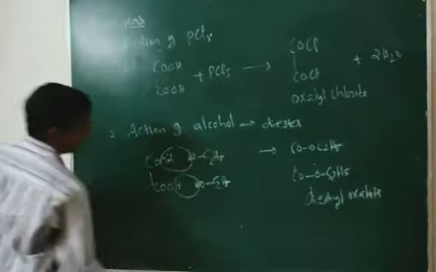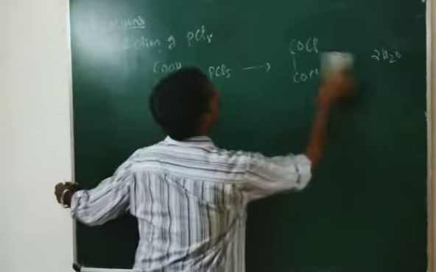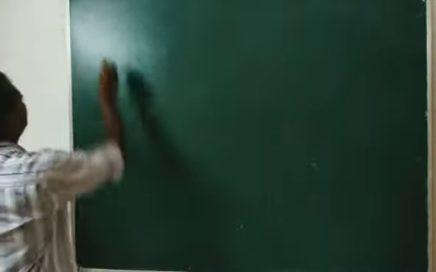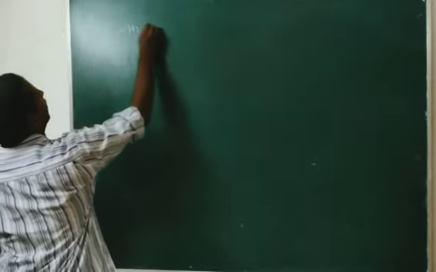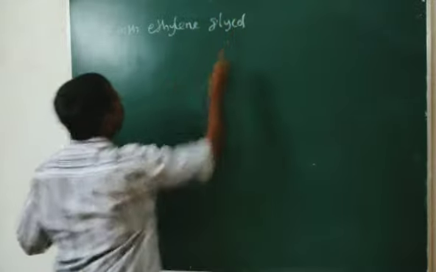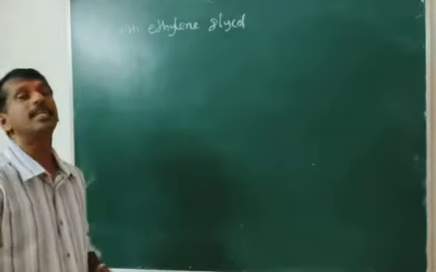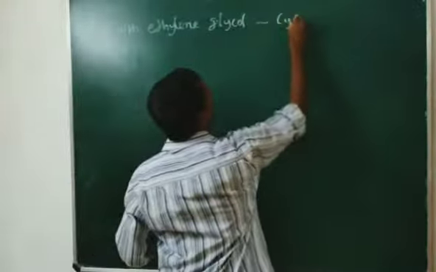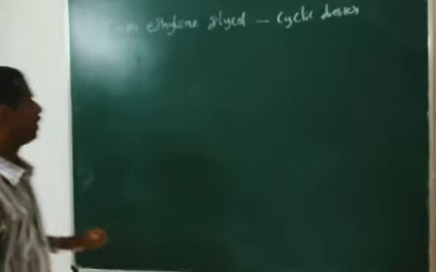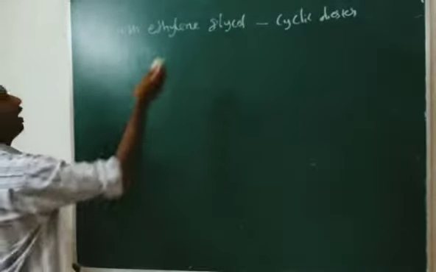Then next is reaction with ethylene glycol. Look here at how oxalic acid reacts with ethylene glycol, and we get a cyclic diester. Earlier it reacted with alcohol and we got a diester. Here it is a cyclic diester.